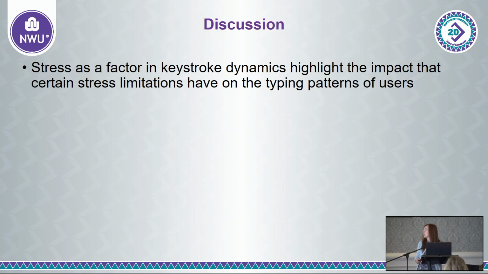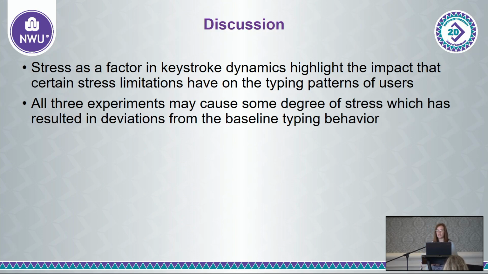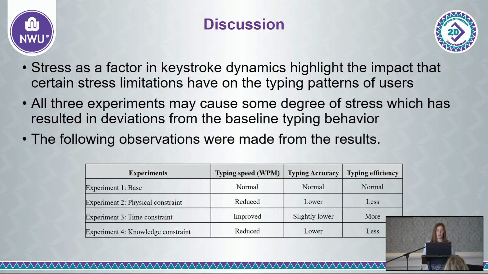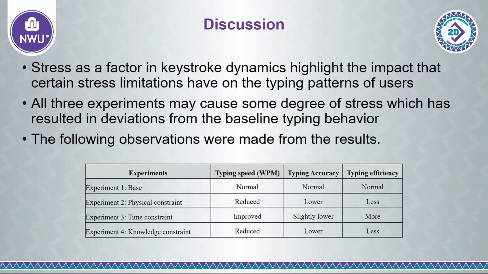Okay, a little bit of a discussion. Stress as a factor in keystroke dynamics highlights the impact that certain stress limitations have on the typing pattern of users. All three experiments may cause some degree of stress, which has resulted in deviations from the baseline typing behavior. Some of the following observations were made. I made this nice table, which shows all the experiments based on typing speed, accuracy, and efficiency. Based on the results, I drew these conclusions on accuracy and efficiency.